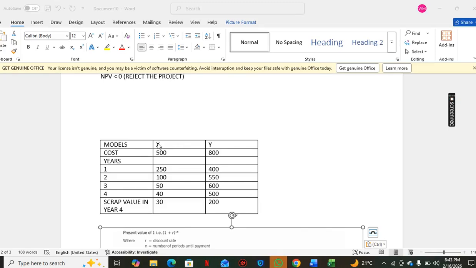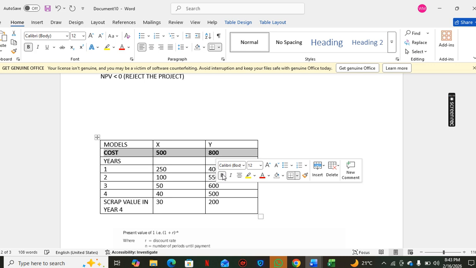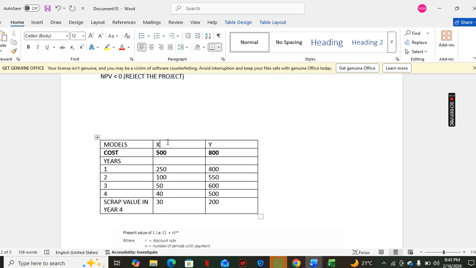Take investment X and investment Y. We've been given the cost of each of these investments. Investment X cost is 500,000. Let me put this as zeros. 500,000. Investment Y, the cost is 800,000.